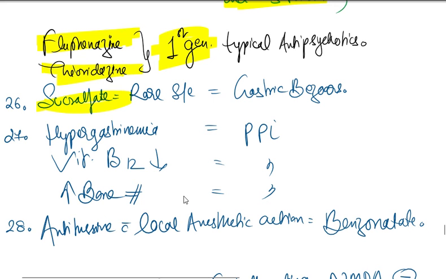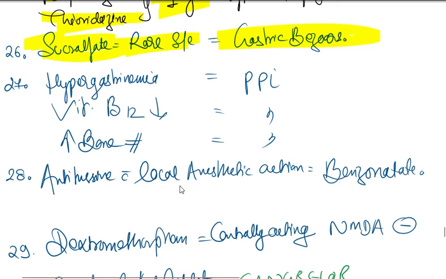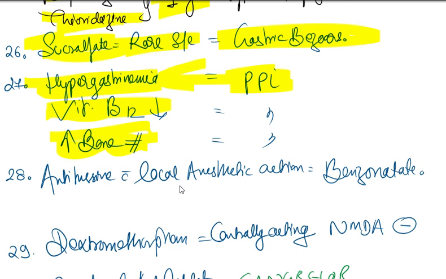Okay, next one. Sucralfate. Rare side effect is gastric bezoars. Hypergastrinemia, vitamin B12 deficiency, and increased chance of bone fracture: all these three side effects are from chronic use of PPI. So proton pump inhibitor can cause hypergastrinemia, decreased vitamin B12, and increased chance of bone fracture.